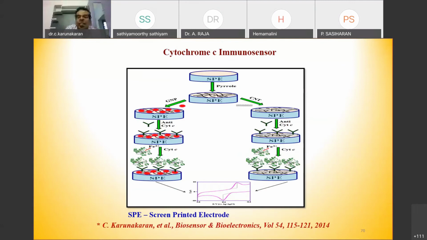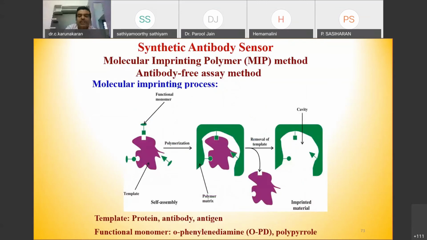By using the same procedure, we have used antibody of superoxide dismutase enzyme, and we have detected it by an indirect method, not by a direct method, because the antibody is not very electroactive. And we have also used synthetic antibody, plastic antibody, for example, molecular imprinting polymer, a biomimetic substance. In the presence of a protein or any small molecule analyte, the monomer is polymerized. Therefore, it will form a mold or imprint, and thereby we can selectively detect the protein or any analyte.